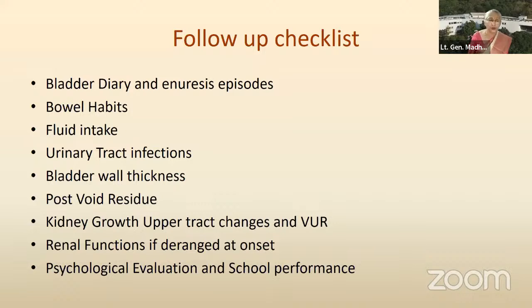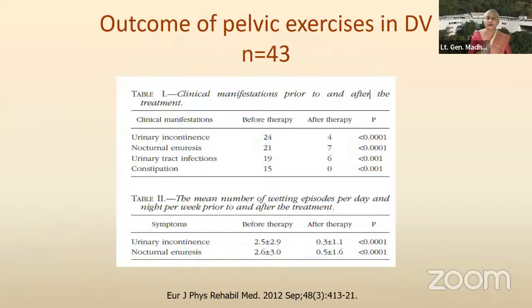Ultrasounds, which show reducing post-void residues and improving bladder wall thickness, show parents, and the child feels very encouraged to see that they're doing well. And of course, if there have been upper tract changes, monitoring kidney growth, monitoring the child's growth, looking for VUR, renal functions, and psychological evaluation and school performance may also be taken as feedback. And these are some of the studies which showed the outcome of pelvic exercise in dysfunctional voiding, that it really helped in all the symptoms by using pelvic relaxation during voiding.